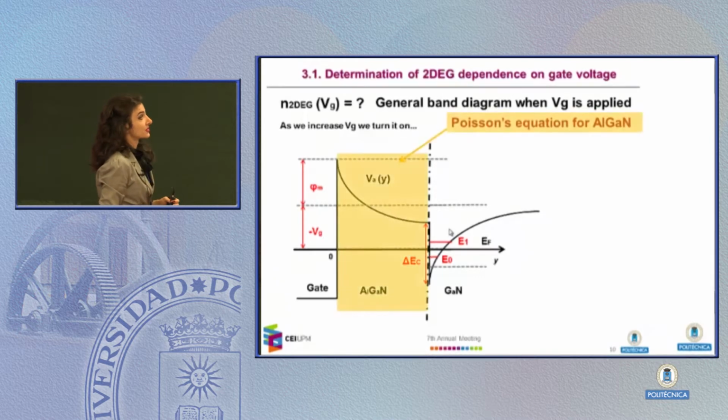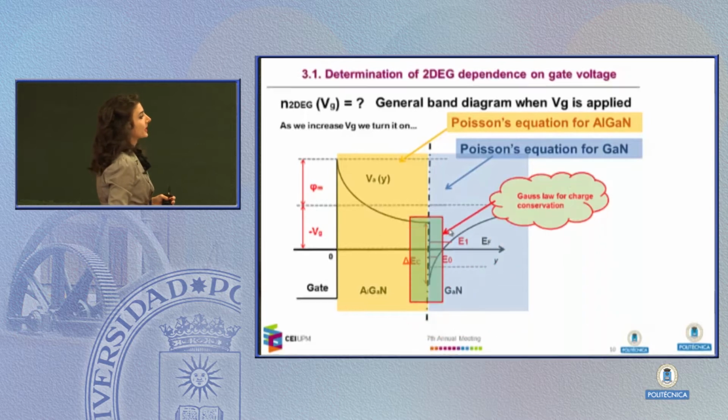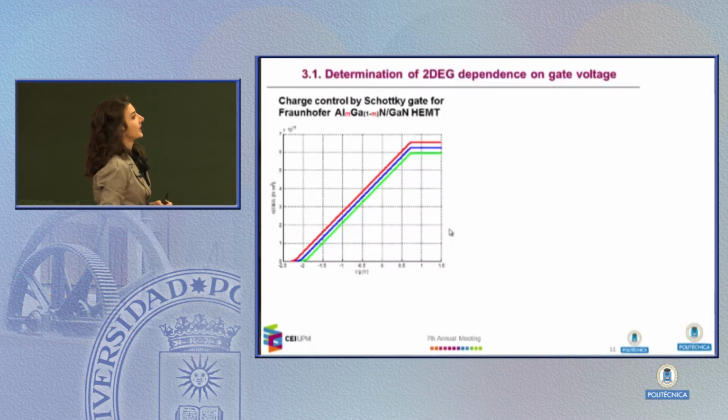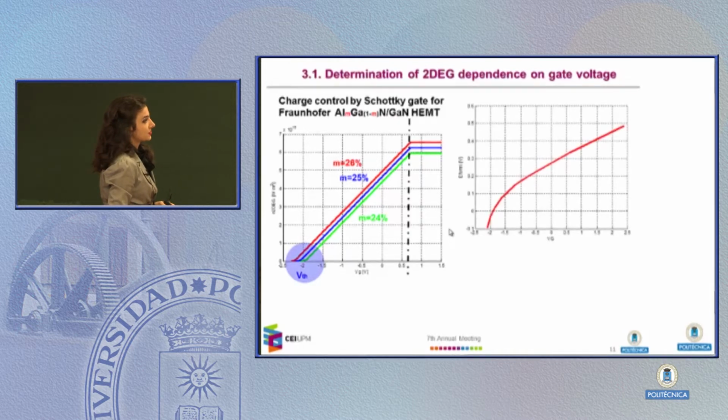We apply Poisson's equation for the AlGaN layer, we apply Poisson's equation for the GaN layer, and we apply Gauss's law for charge conservation here at the heterojunction, and this is what we obtain. Here you can see the 2D gas dependence on the gate voltage for three different aluminum mole fractions in the AlGaN layer. You can see that there is a threshold around -2, and you can also see that there is a point where this 2D gas saturates.